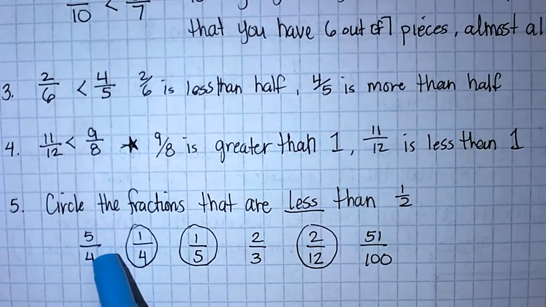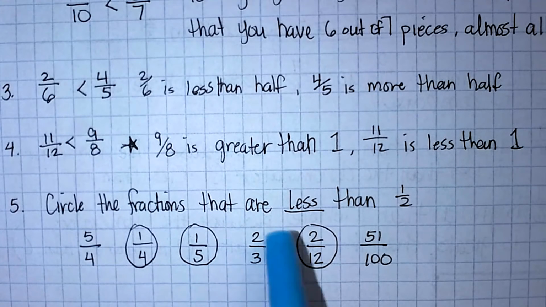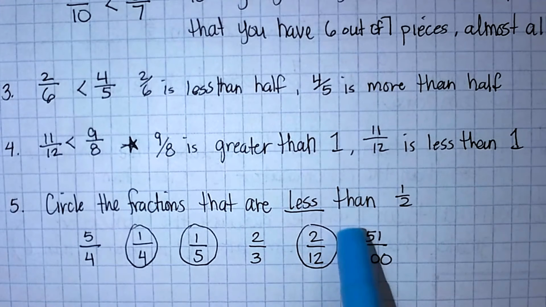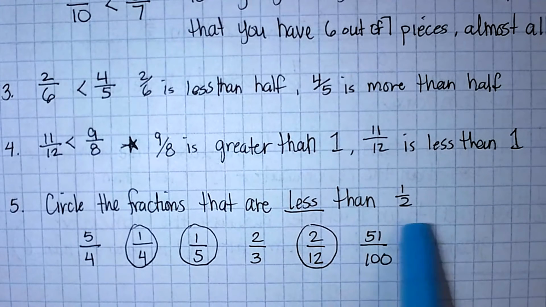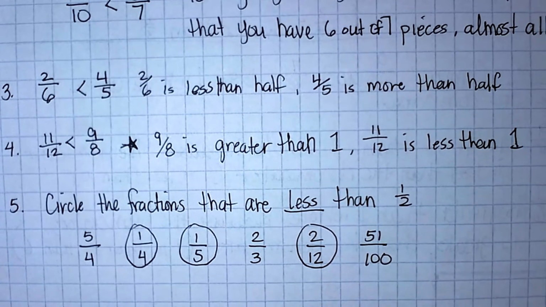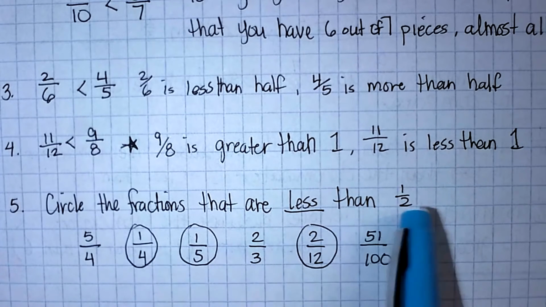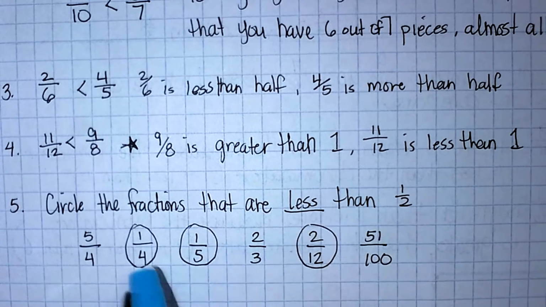Now for number 5, it says circle the fractions that are less than 1/2. So 5/4 is greater than 1 whole. That's definitely greater than 1/2. 1/4 is less than 1/2. 1/5 is less than 1/2. 2/3 we know is going to be greater than 1/2. 2/12 is less than 1/2. And then 51/100 is just barely greater than 1/2. So you need to check. The way you can check is you can see if your top number is half of your bottom number.